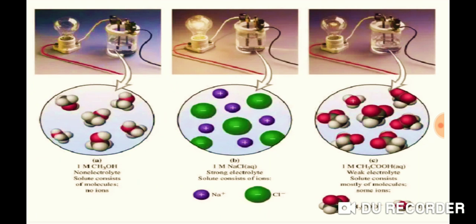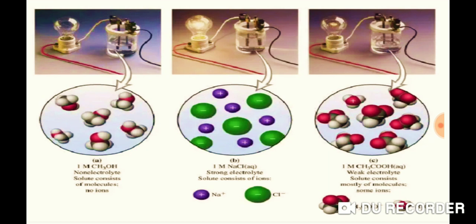Now, here you can see the first diagram. In the first diagram, in the electrolytic cell, we are taking 1 molar CH3OH, that is methyl alcohol. When the circuit is completed, it has been seen that the bulb does not glow. Why? Because methyl alcohol is a non-electrolyte. It does not dissociate into ions.